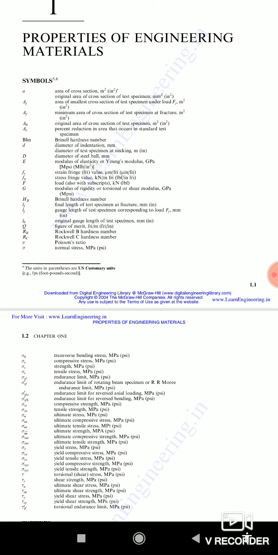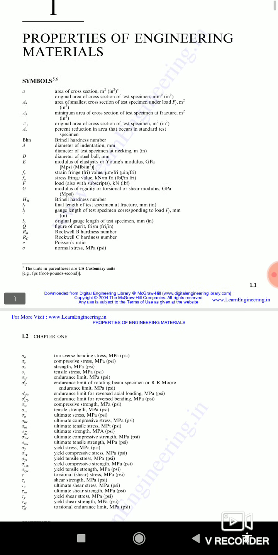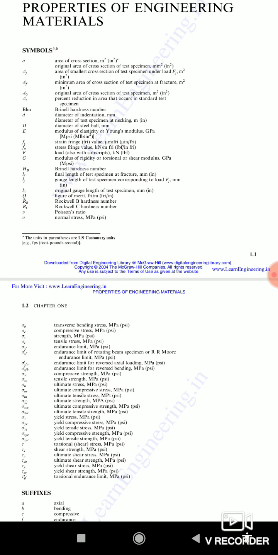Actually, a data book is some sort of reference book which will help you in getting a few parameters from that book, and which will be helpful to design any type of mechanical equipment. Like suppose you have to design a shaft, then there will be a few parameters which will be unknown to you that can be extracted from this design data book.